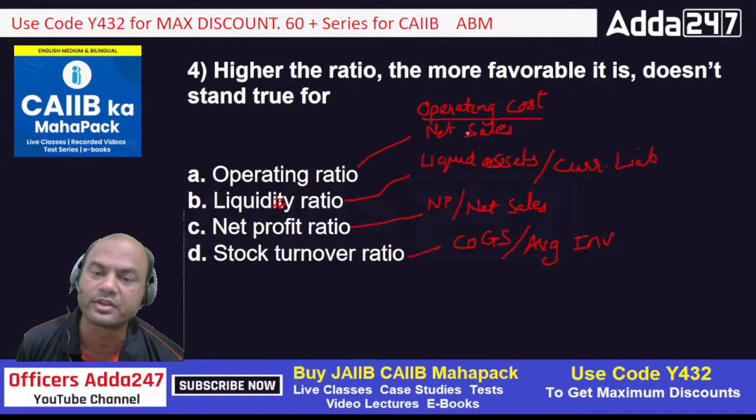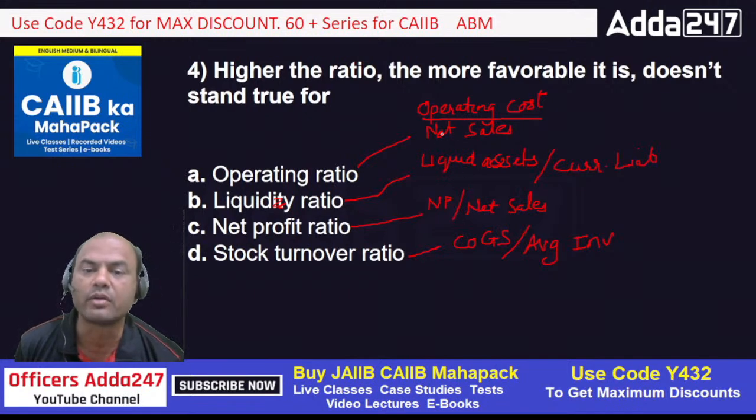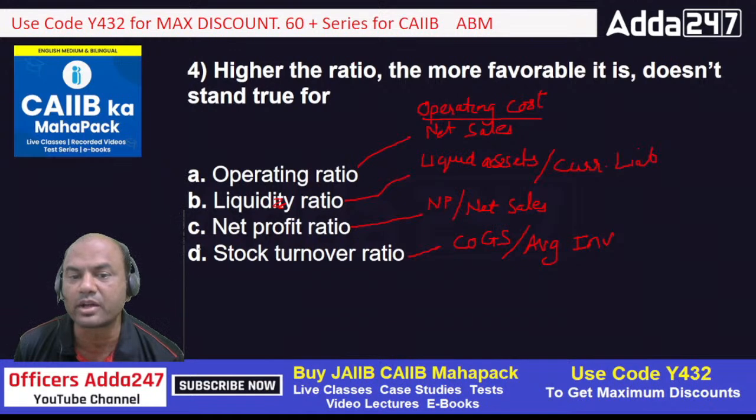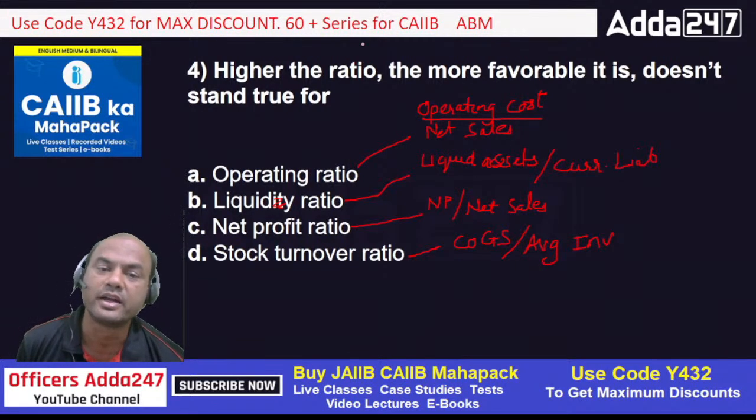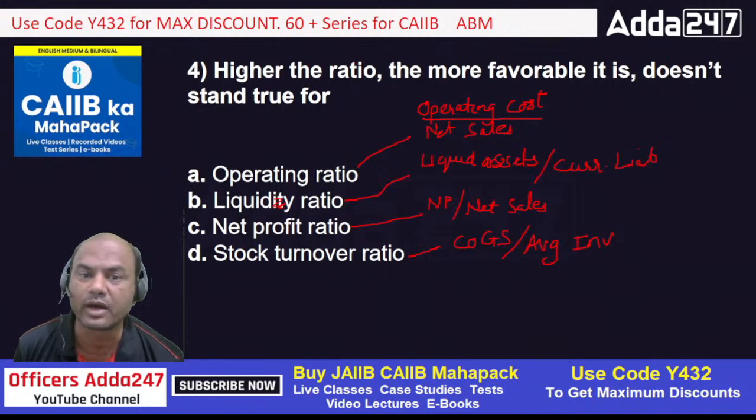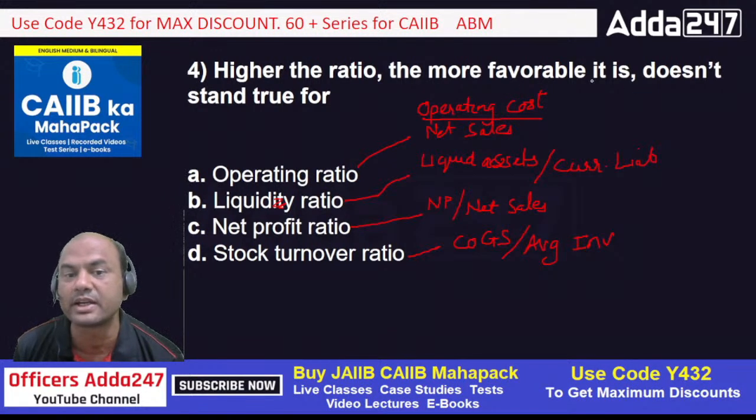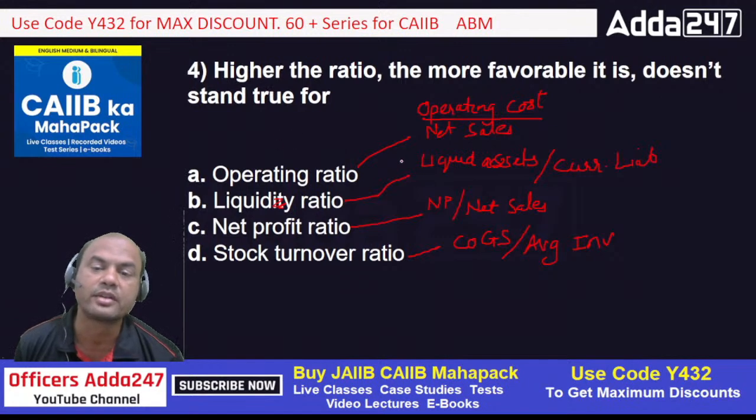Now tell me, you have this formula over here. So now, in this, which ratio if it goes high, it is bad for the customer? A, B, C or D. Which ratio if it goes high, it is bad for the customer? Higher the ratio, more favorable it is. It does not stand true for. So that is A, operating ratio, right?